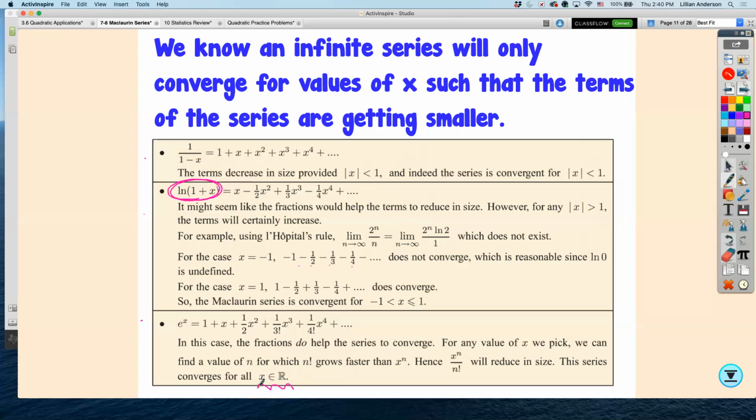So here, the very first one is only convergent for the interval when the absolute value of x is less than 1. The ln is only going to be convergent on that interval from -1 to 1, where only 1 is inclusive. And e to the x is going to converge for all values of x.